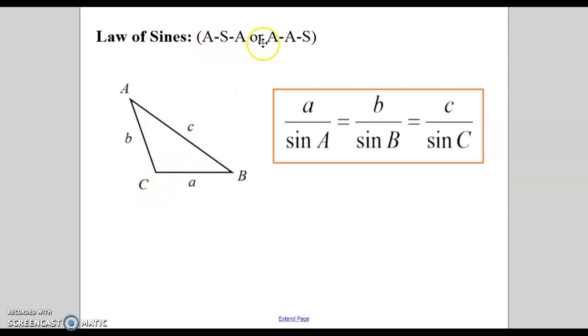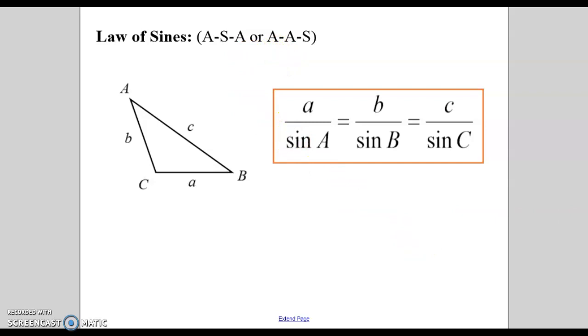The law of sines is useful in these cases when you know angle, side, angle, or angle, angle, side. That is two angles like A and C and their included side, so the side that's in between them. Or two angles, let's say angle A and angle C, and either one of these sides. So basically anytime you know two angles, the law of sines is going to be helpful.